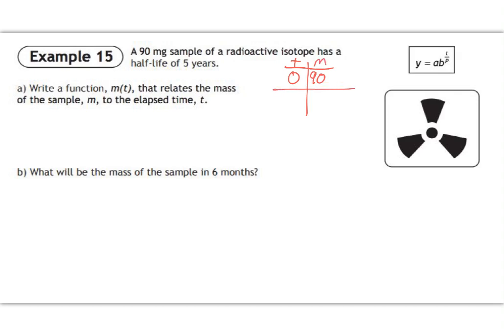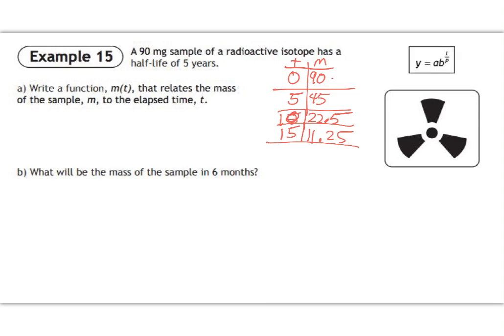Okay, so 5 years later, we'd have a mass that's half of this, so 45. 5 years later, this would be cut in half again to be 22.5. I don't know why I wrote 5 there, I meant to write 10. 5 years later, we'd be cutting this in half again and get 11.25. And we can keep doing that forever.